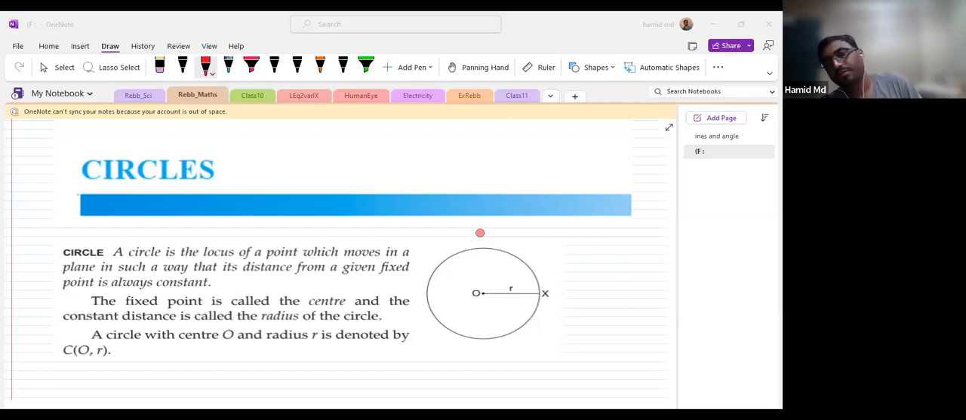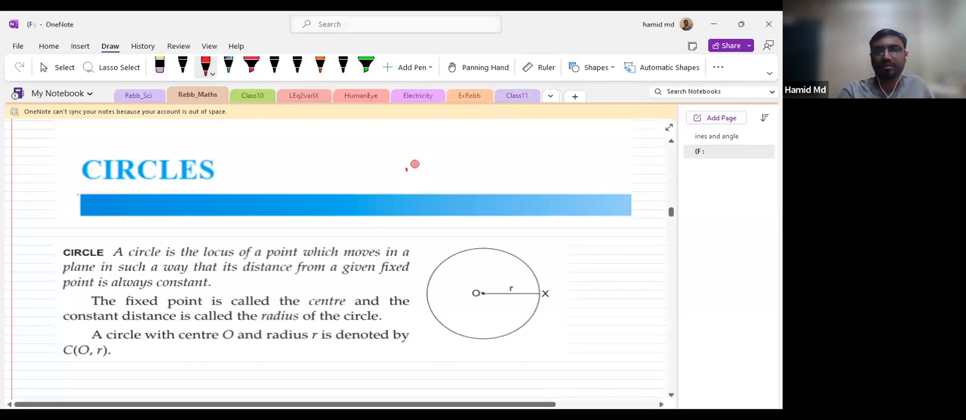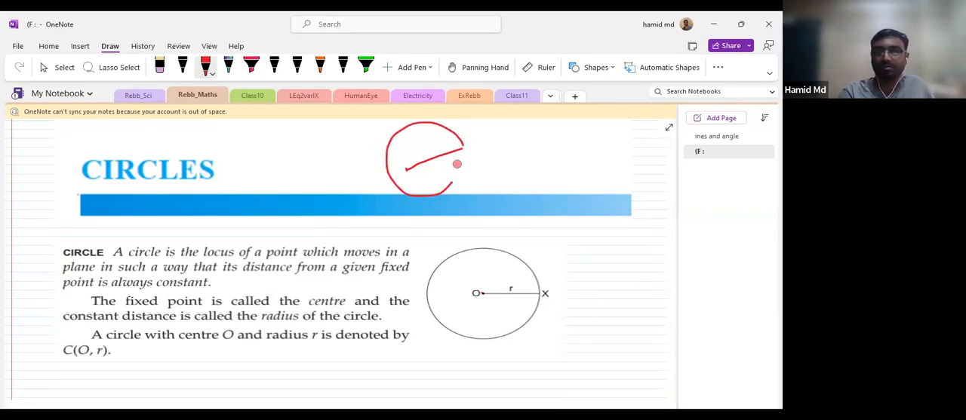This chapter comes under the name circle. So what is a circle? A circle is a locus of a point which moves in a plane in such a way that its distance from a fixed point is always fixed. We keep a fixed point, take a particular length and move it around. So this is called a circle. If we watch, the distance from each point is equidistant, right?